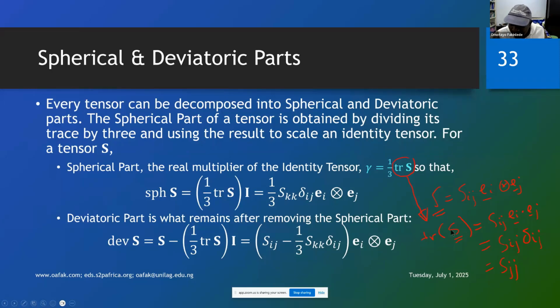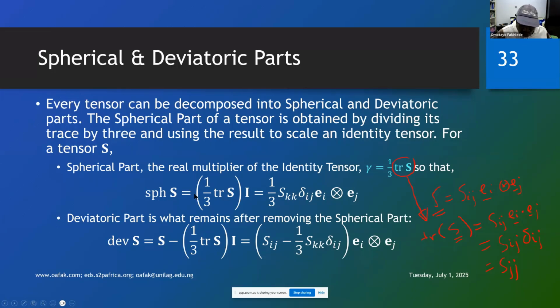If you take the trace of S, you remember that you are going to change this diad to dot. If you change it to dot, it gives you delta ij. So you have Sij delta ij, which gives you Sii or Sjj. Choose whichever you like of the two. It doesn't matter whether it is delta ii or delta jj or delta kk. When you expand the summation, you get the same thing. So the trace of S is simply Sjj or Skk.